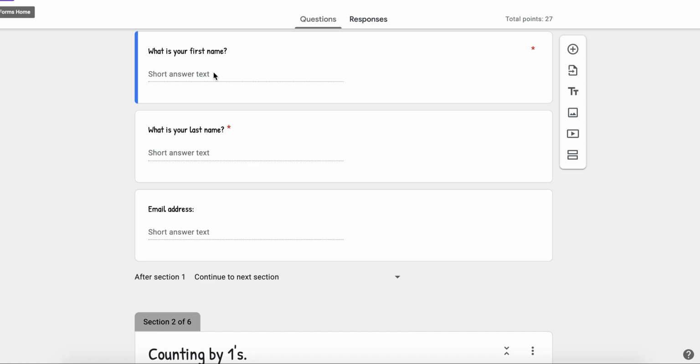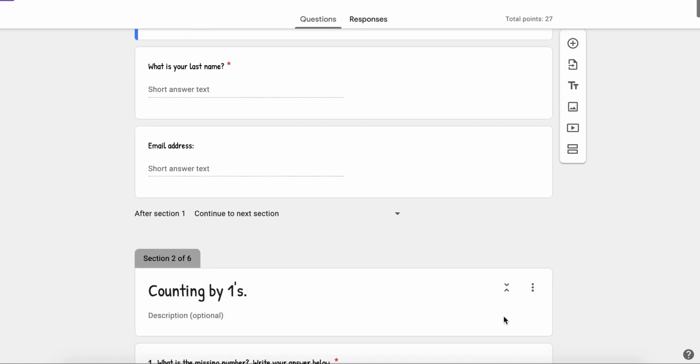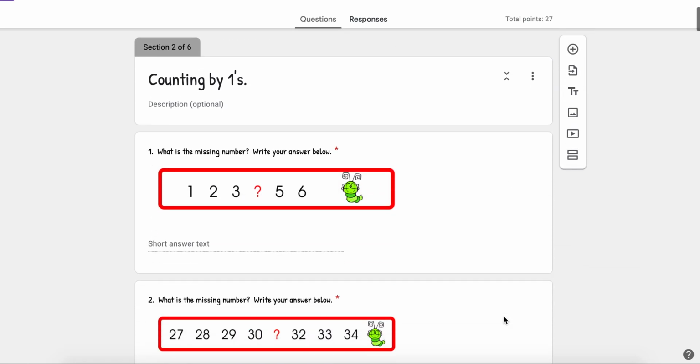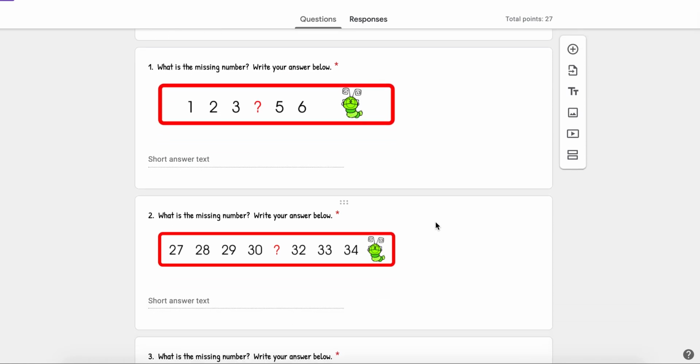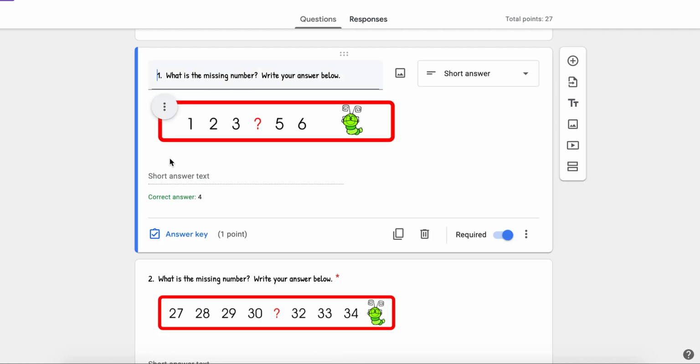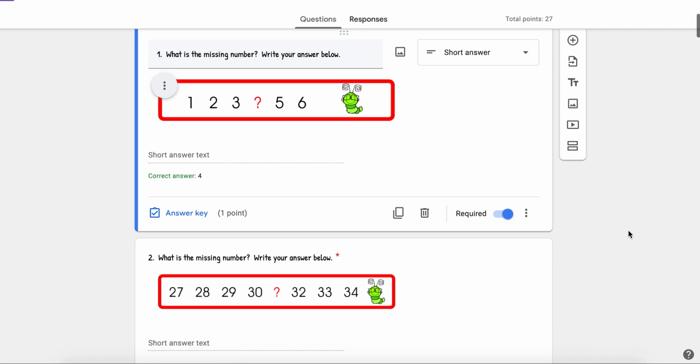Starting, the students can fill in their name, first and last, and you can get rid of any portion that you don't want, like the email address if you don't want that, okay? So then they would move along to the next screen. So here we're going to see if our students can count by ones. What's the missing number? Write your answer below. So they can see there's a number missing, and they would just click in this spot here and type in their answer. Now, what I'm showing you is the answers. You're the teacher, and so I want to show you how that's set up, okay?